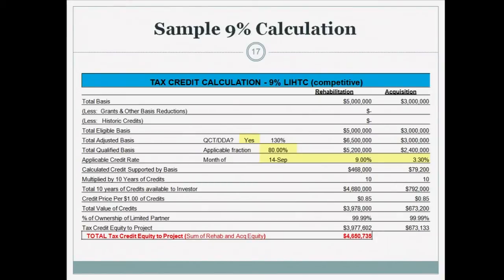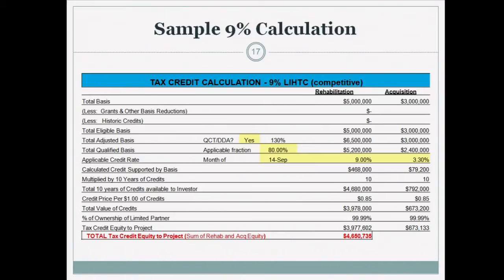That's how many credits are earned by your investor over a 10-year period. You go to your investors, and they pay you a price for these credits, and that's how you get your equity. And they go ahead and pay you for all 10 years' worth of credits at the front end, or relatively close to the front end. In this case, this seller is getting 85 cents on the dollar. They're getting 85 cents for every dollar of tax credit.